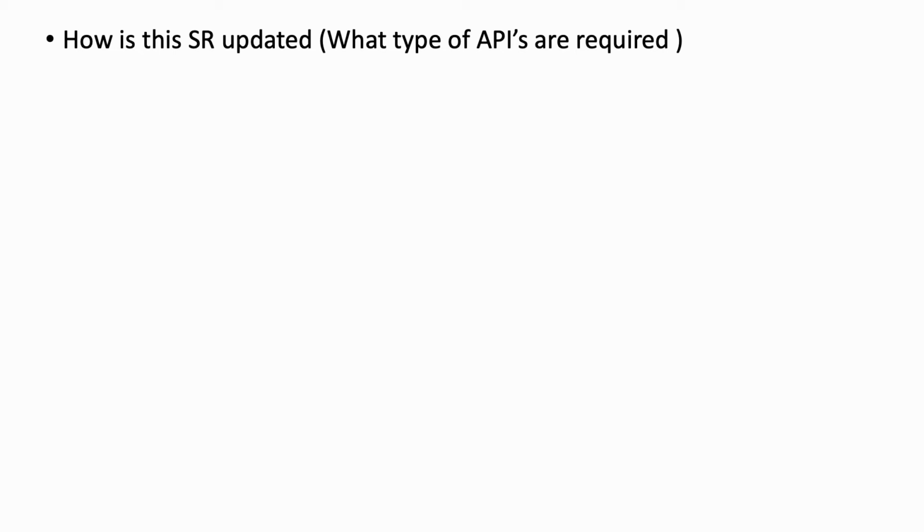So now let us go into the first question of how this service registry will be updated. That means which are the functions or APIs that need to be exposed by this service registry. We have to expose a function to add a new entry. That will be done by the POST request.